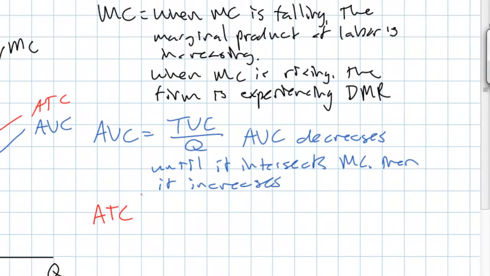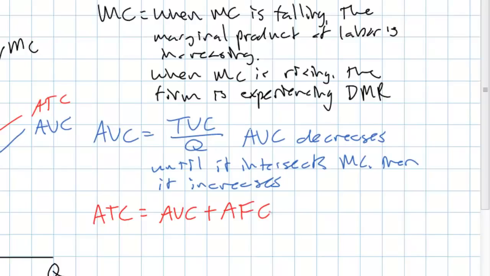ATC, average total cost, is the average variable cost plus the average fixed cost. You'll recall that fixed costs are those which do not change as the level of output changes. A firm's fixed cost includes the rent that it pays on its land or the retail space that it's using, and the interest that it's paying a bank for a loan that it took out, the repayment of loans, for example.